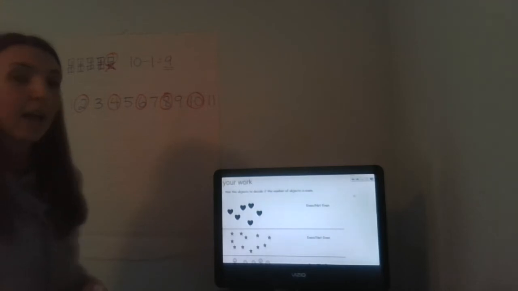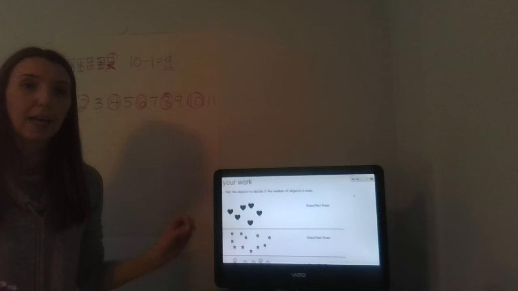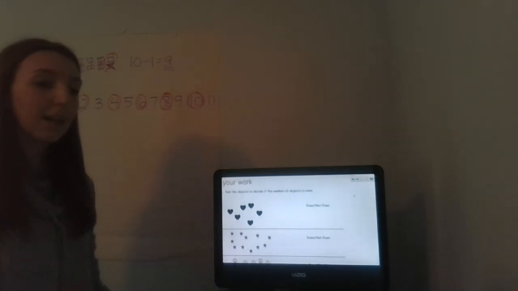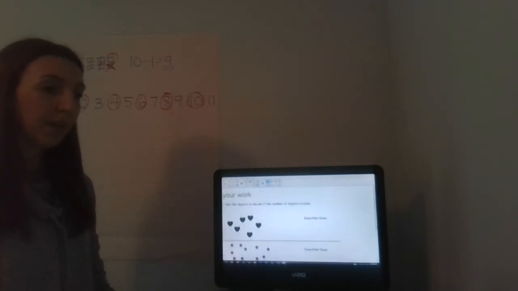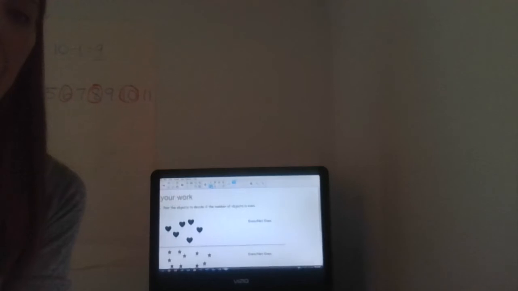Okay, now, your independent work will look a little bit like this. The object of this is to pair objects and decide if the number of objects is even. So, let's take a look. Hopefully you can see my work here. Pair the objects to decide if the number of objects is even.